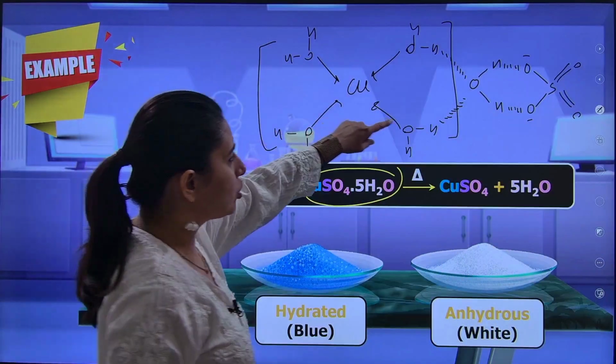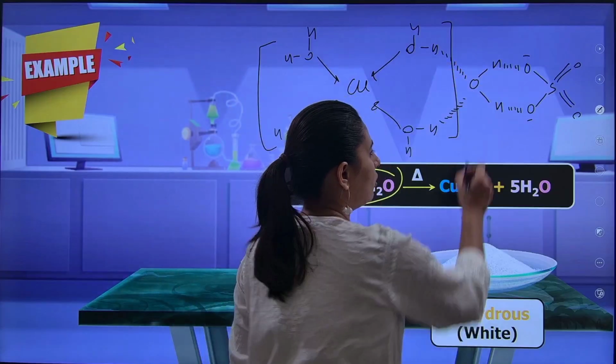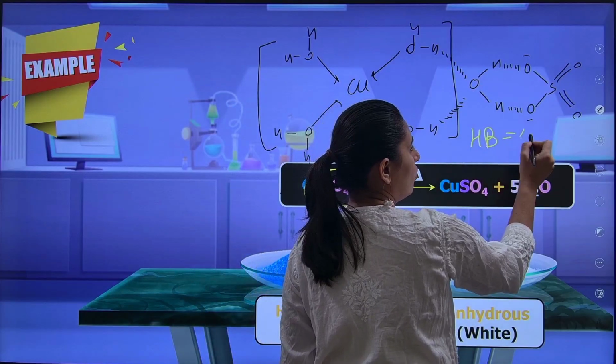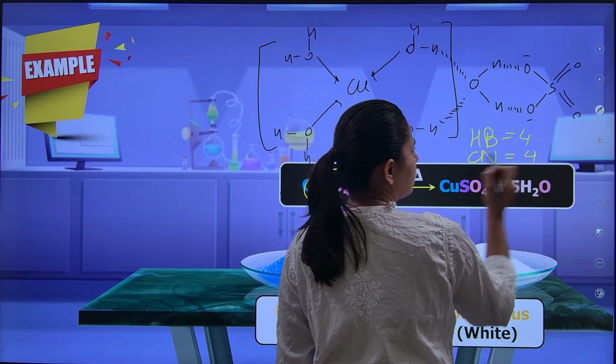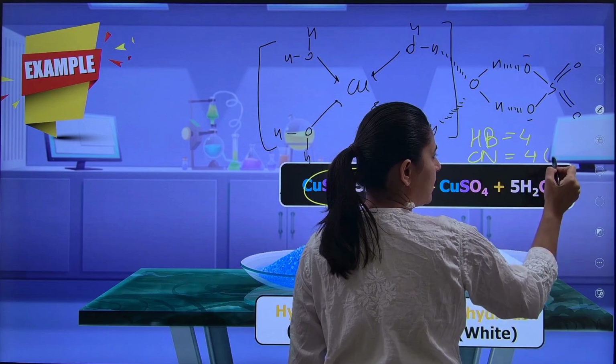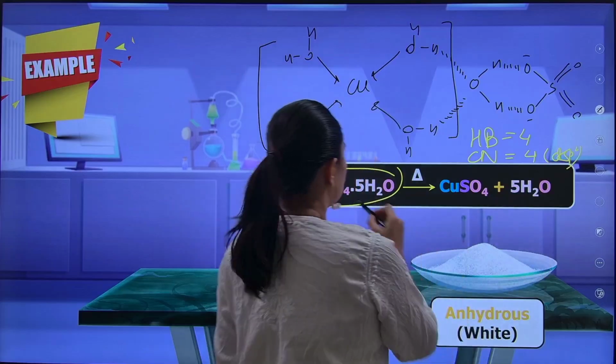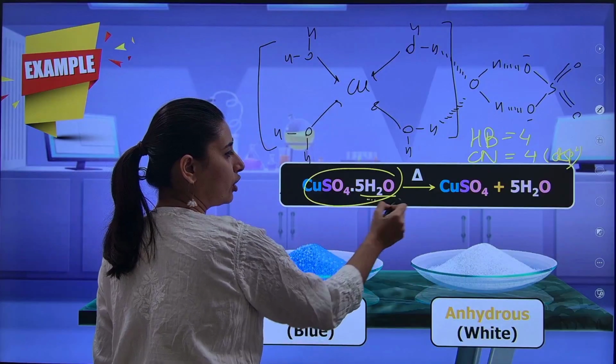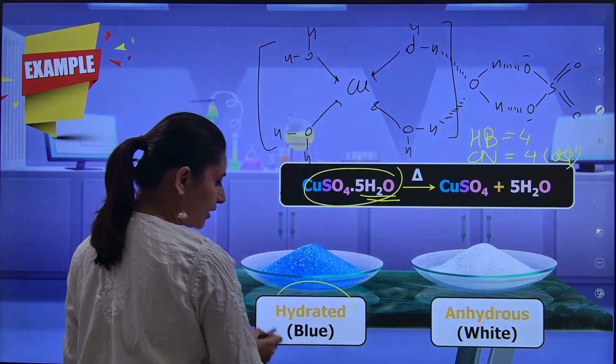How many hydrogen bondings are here? 1, 2, 3, 4. The hydrogen bondings are 4. The coordination number is 4. The complex is not sp3 but dsp2. The copper here has water molecules which are ligand. That is why it is blue in color.